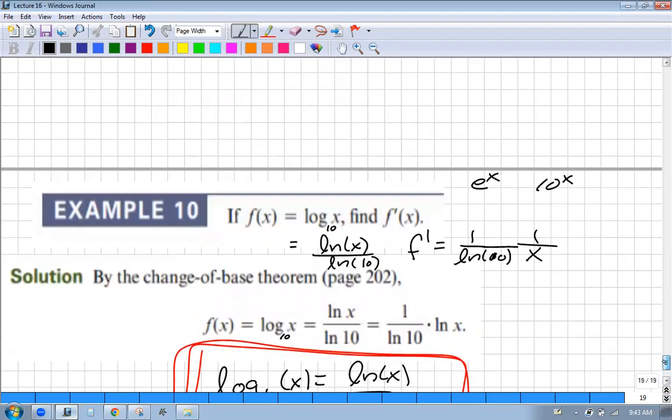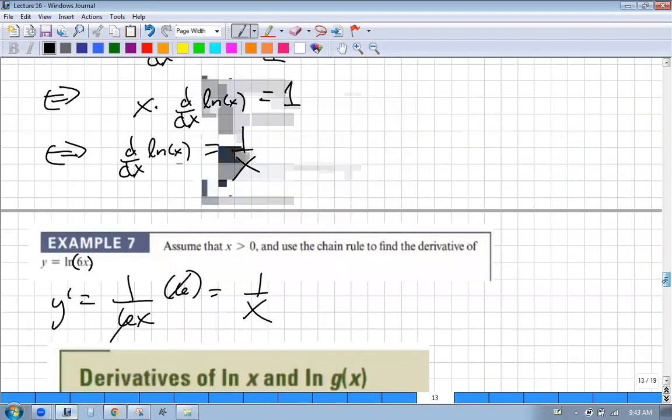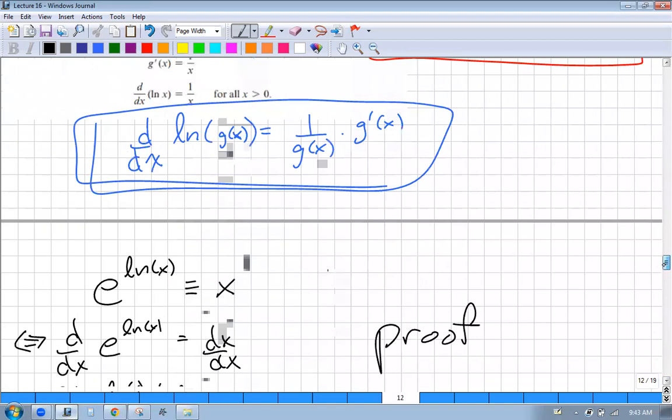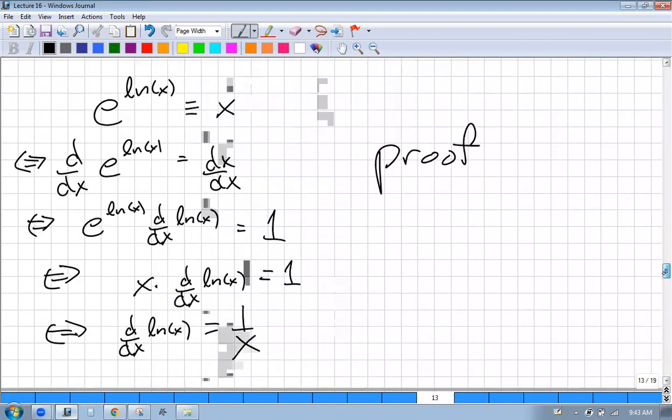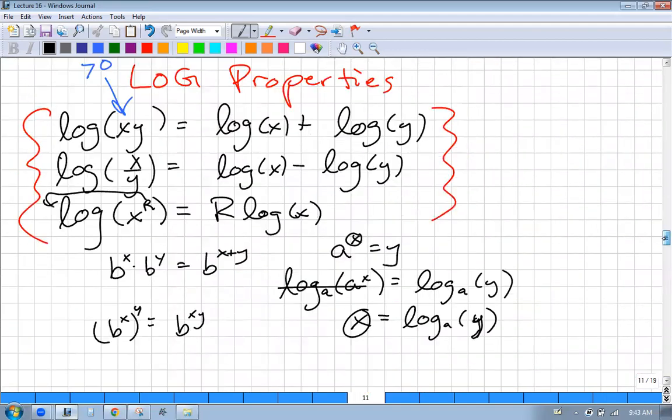I'm running out of time. I want to compare this though. This is by e to the x. There's that change of base.